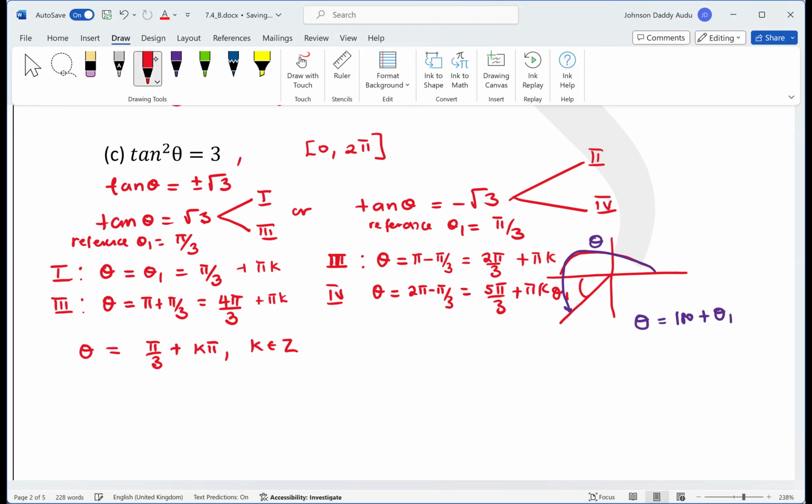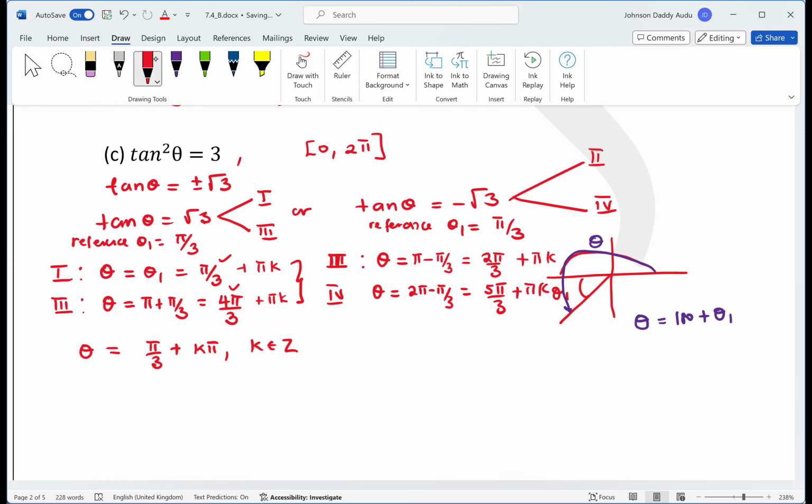Now, why can we do this? If you look at these two, you see that the difference between them is just pi. So you don't need to write them separately. You can just combine them. It will be pi over 3, which is the smallest, plus k pi. Check: if k is 0, we get pi over 3. If k is 1, you add pi here and you get 4 pi over 3, right?